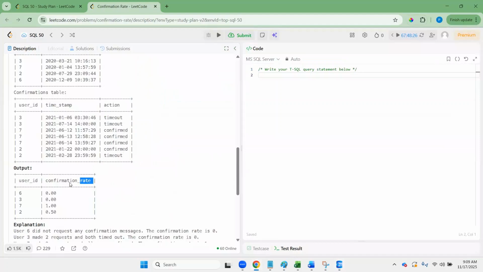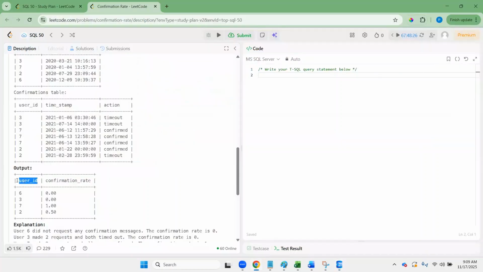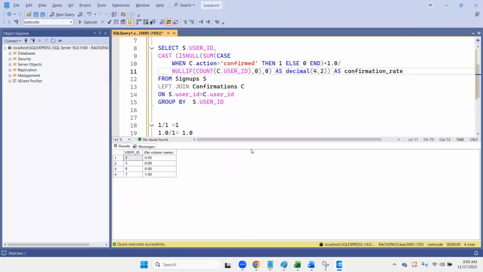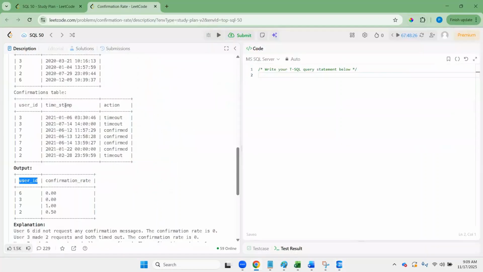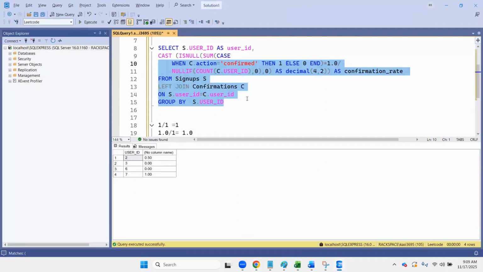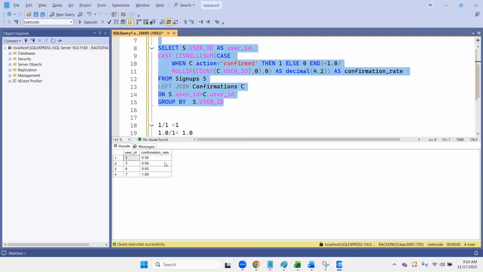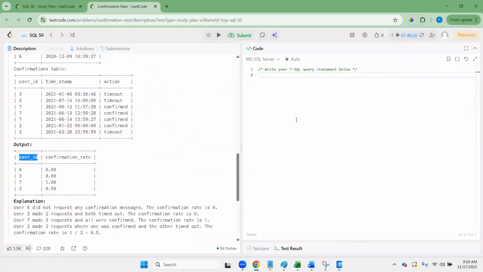Now the alias name is confirmation rate. Similarly, the user ID as alias name. Okay. The question asks about any order to maintain: return the result table in any order. So order is no issue. Let me run this. So now we're getting the expected output as 0, 0, 0.00, 1.50.